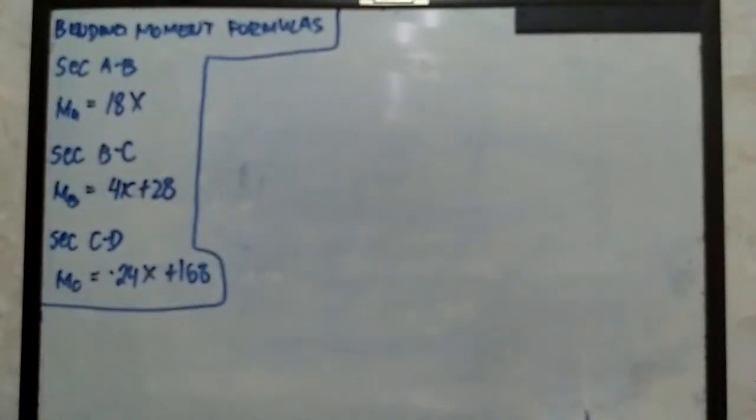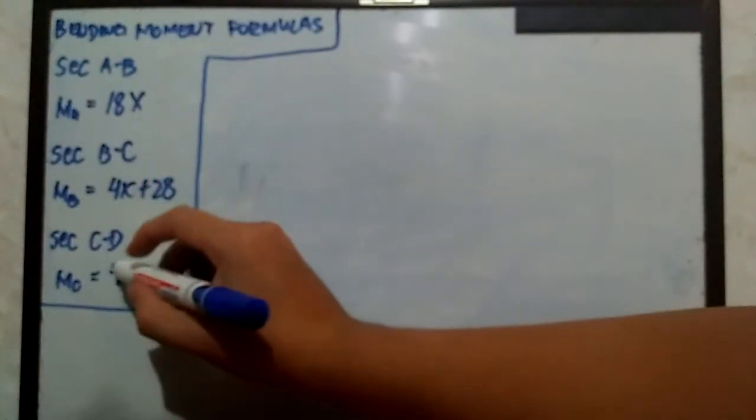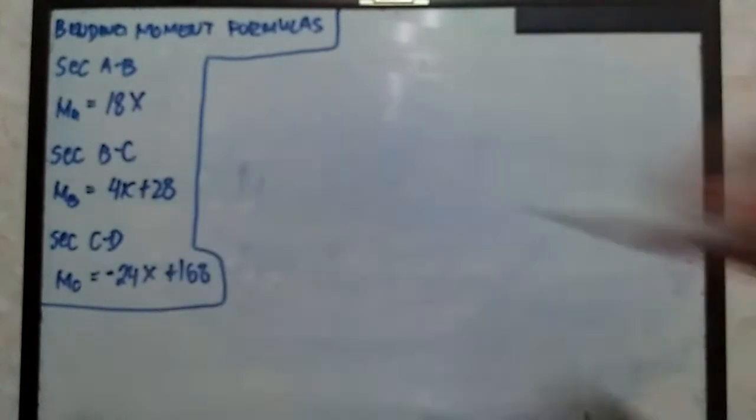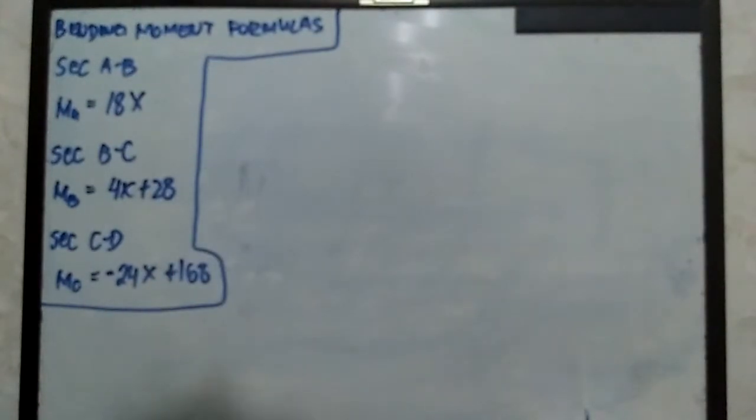Okay, so this is part 3 in solving that sample problem that we just encountered. I just wrote here the bending moment formulas that we managed to derive from the method of sections. And from here on, we need to assume the measurements of each section.